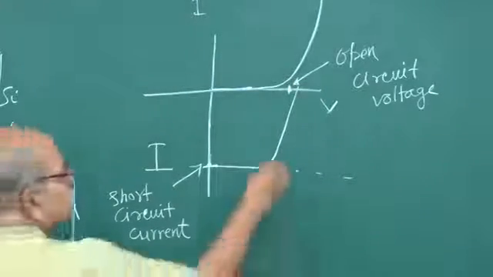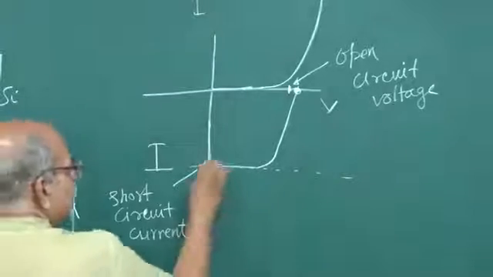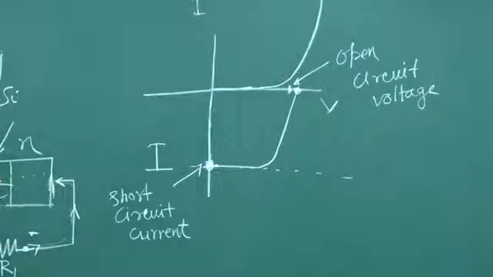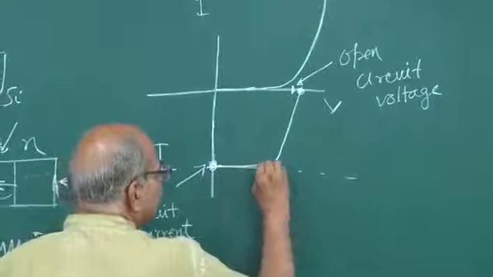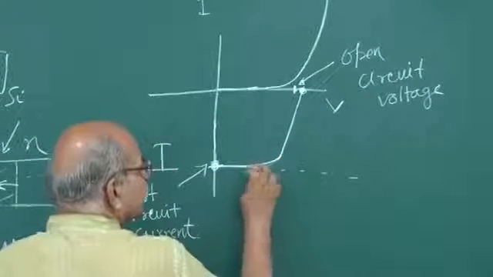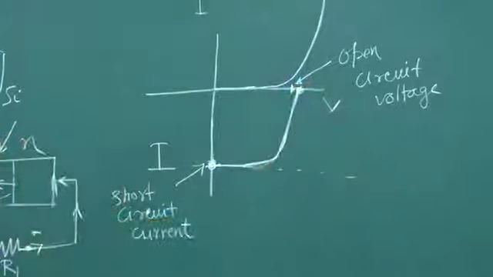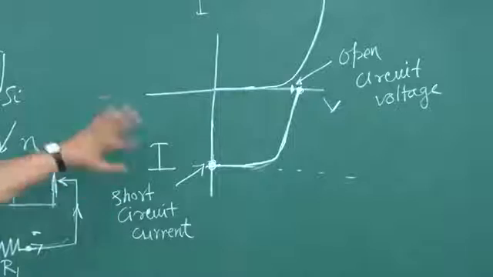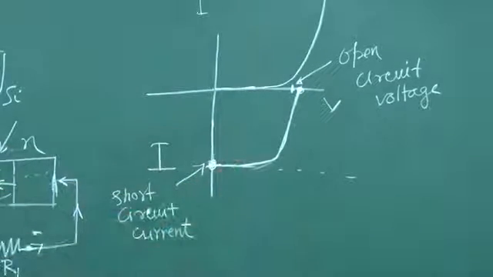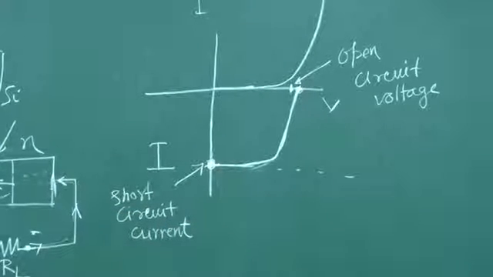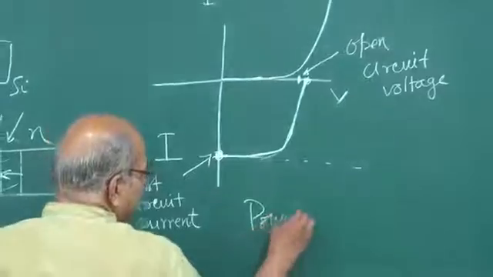Okay. So, here you have that open circuit voltage, here you have that short circuit current, and in between you have almost very slow variation, and then it turns, and then it goes and it hits here. So, that is the kind of IV characteristic displayed by these solar cells. What about power? Because we are interested in power.